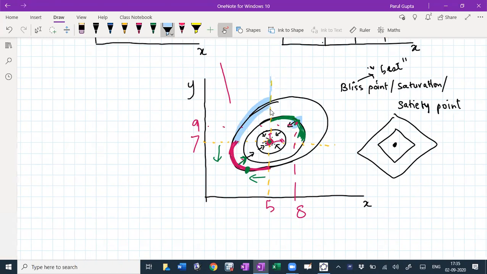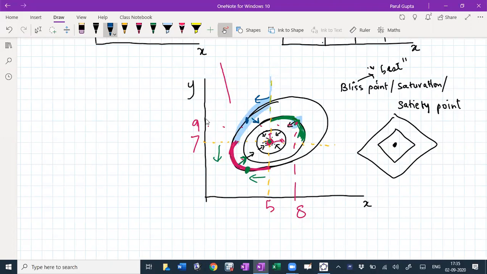So from this vertical line, I am to the left of the vertical line. That means I have less than 5 units of X, but I have more than 7 units of Y. That means I am now too saturated with Y, but I don't have enough X. So I want to then move in a direction which gives me more X and takes away some of my Y.